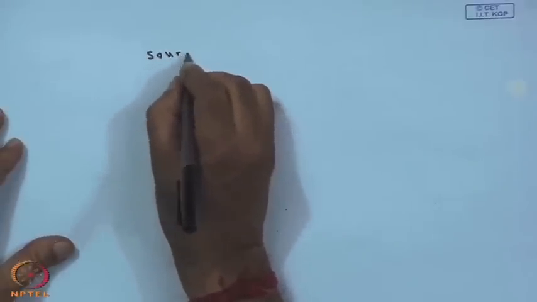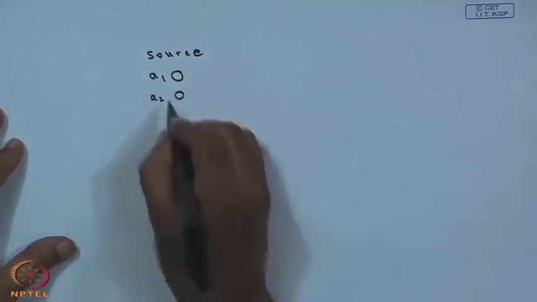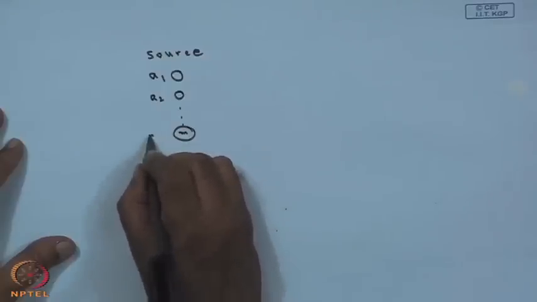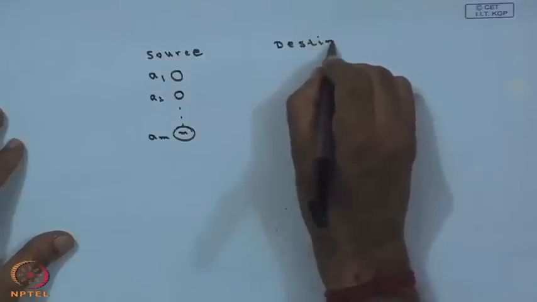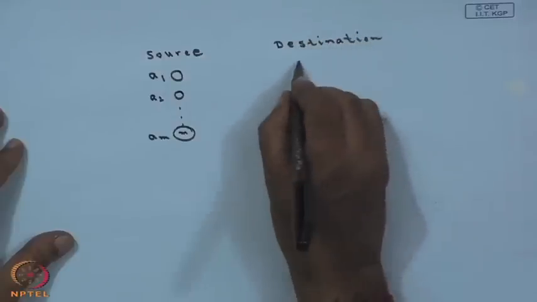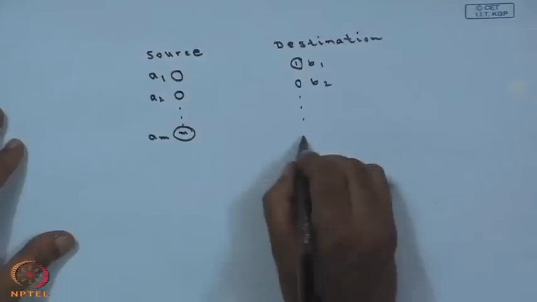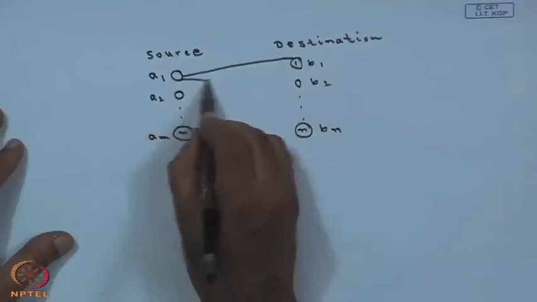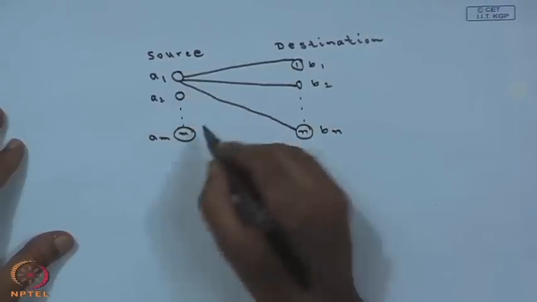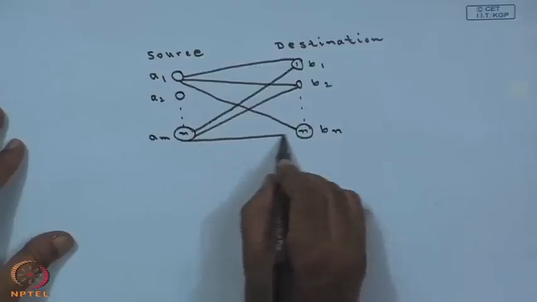If you see, you have a source like this, say this is A1, this is A2, like this way. You have m sources, that is Am, and on this side you have the destinations. In the destination again you have B1, B2, like this way. There are n destinations B1, B2, Bn. So, from A1 you can transport to B1, from A1 to B2, from A1 to Bn. Similarly, from Am to B1 can be transported, Am to B2, Am to Bn can be transported.